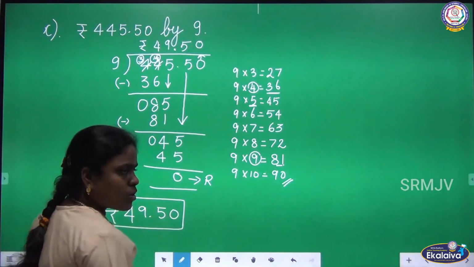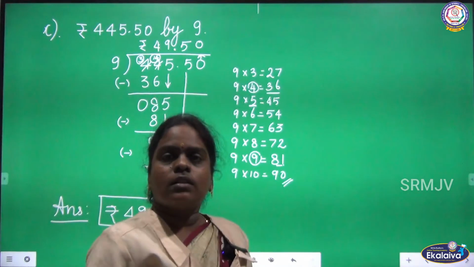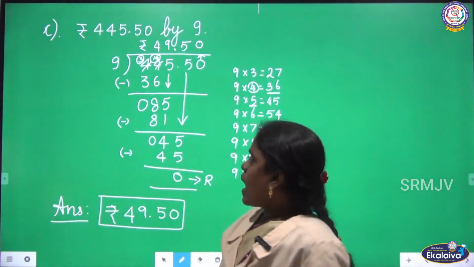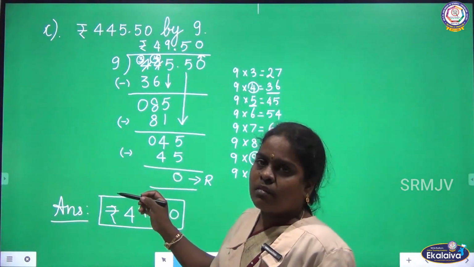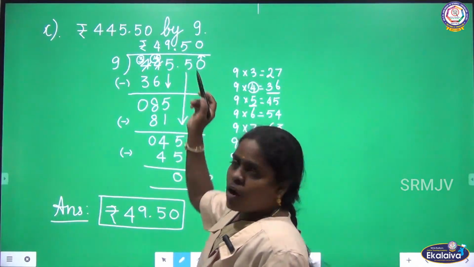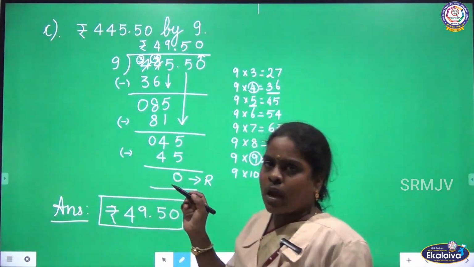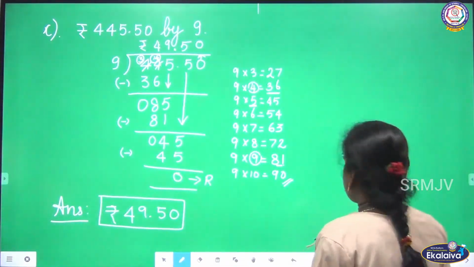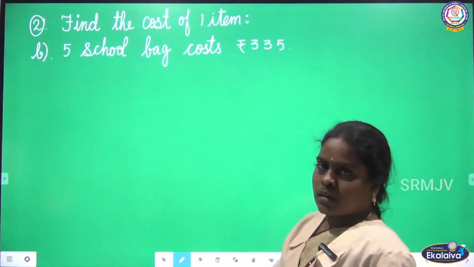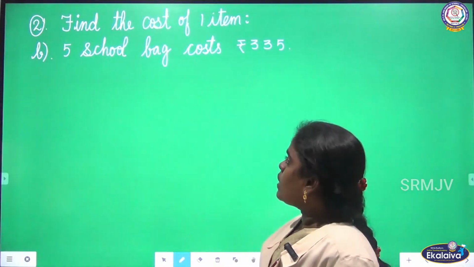So in this first Roman letter we have learned division of money. As usual we have divided the given number in the normal way, and last we have to place the decimal point before 2 digits from the right. Is this clear, children? Look at the next Roman letter.